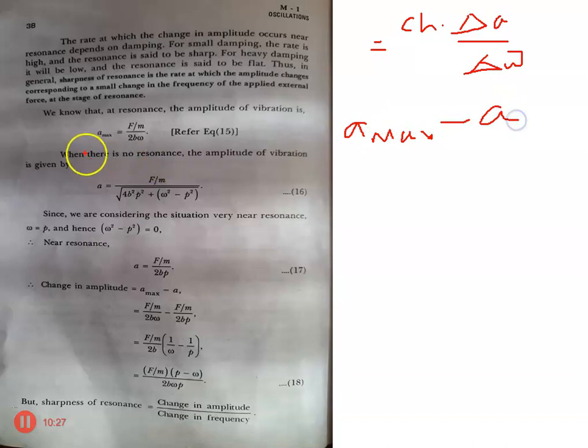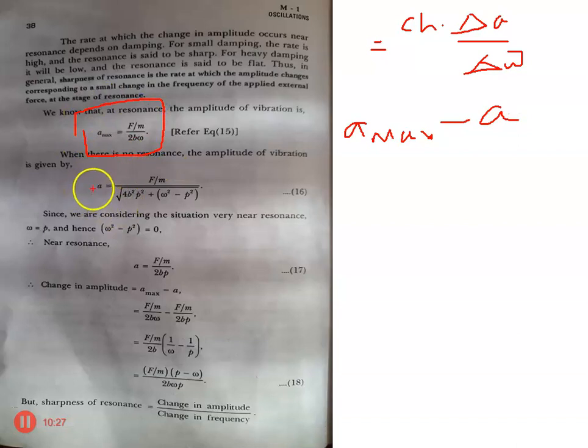So now, what is the sharpness of resonance? As we discussed in the previous slide, the sharpness of resonance is equal to the change in amplitude to the change in frequency, that is delta A to delta omega. So what is delta A? That is A maximum minus A. So what is A maximum? A maximum is equal to F by M divided by 2B omega.